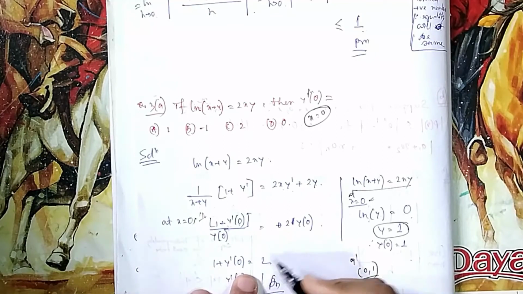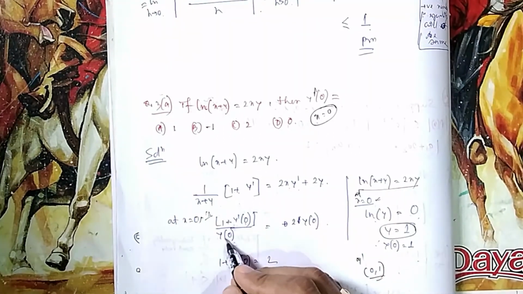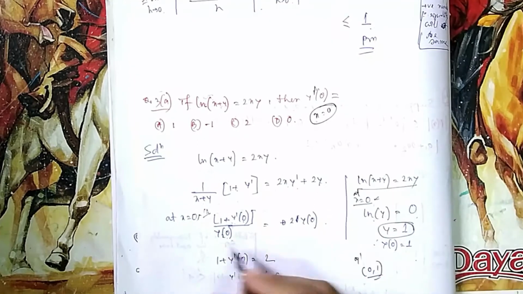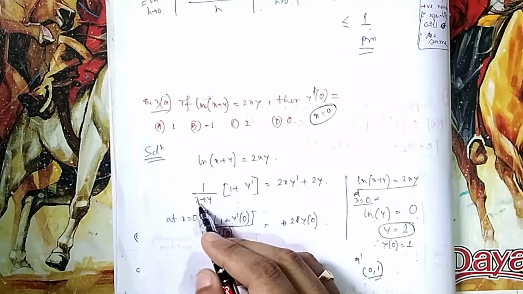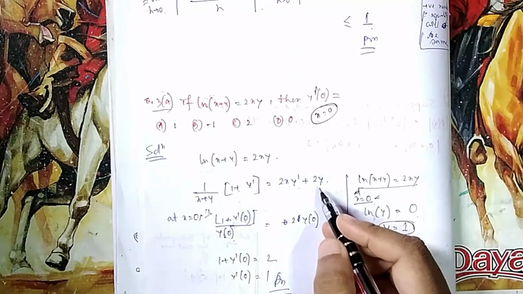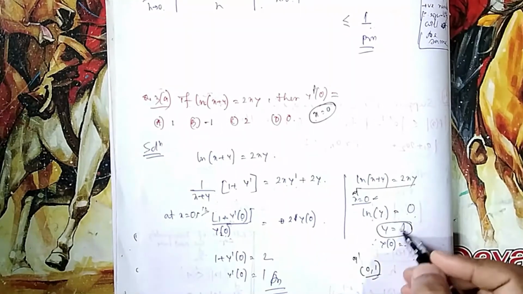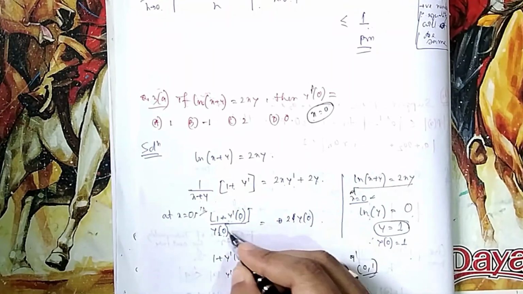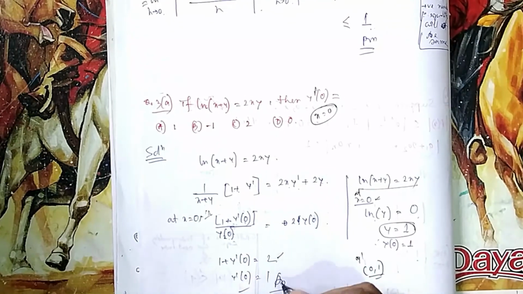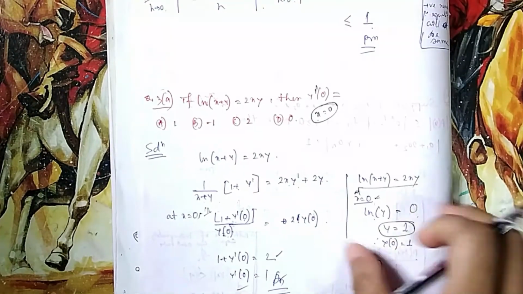So you can directly think what is the value of y at x equal to 0. You have calculated this one. This one is 1. So you can directly put 0 plus 1. This is already x equal to 0, and this is 2 into y, and y is 1. So you can put this is 1. So this is 1, this is 1. So this will be 2. So your y dash 0 will be equal to 1. That is your answer. That is option A.